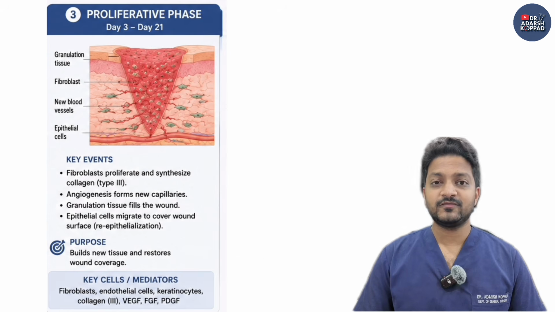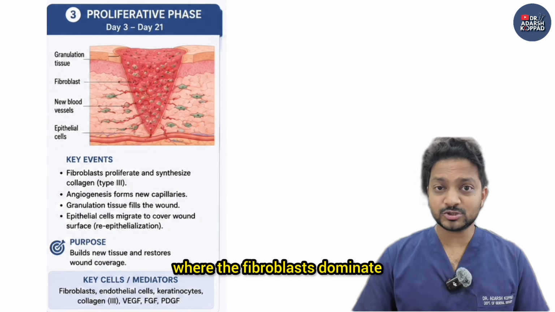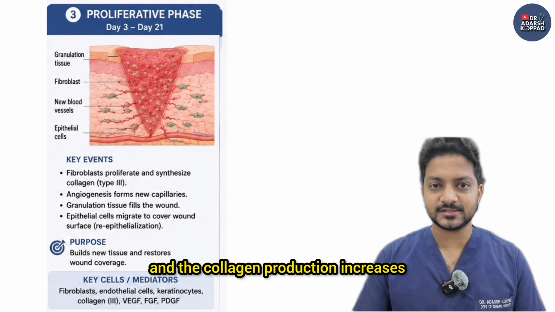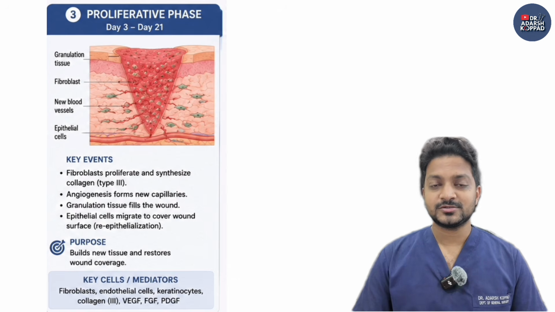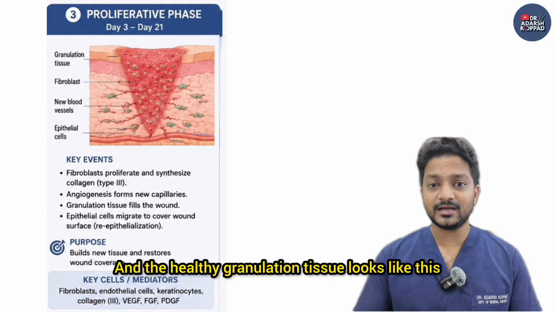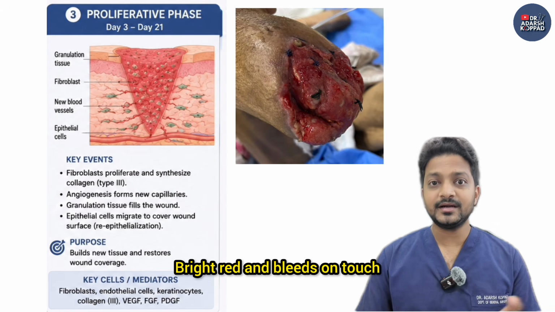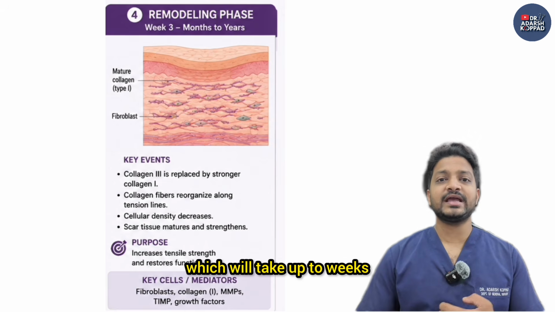The third phase, which starts from day 4 to 21, is the proliferative phase, where the fibroblasts dominate and the collagen production increases. Along with that, there is neovascularization and angiogenesis. So this is called the granulation tissue, right? And the healthy granulation tissue looks like this, bright red and bleeds on touch. And phase 4 is the remodeling phase, which will take up to weeks.